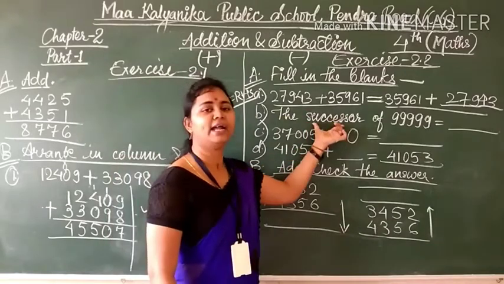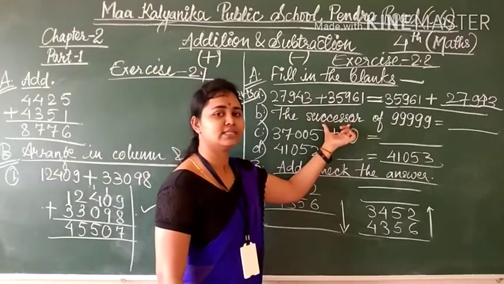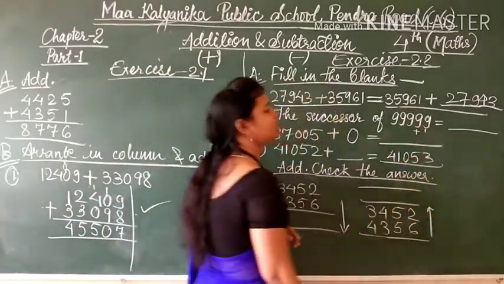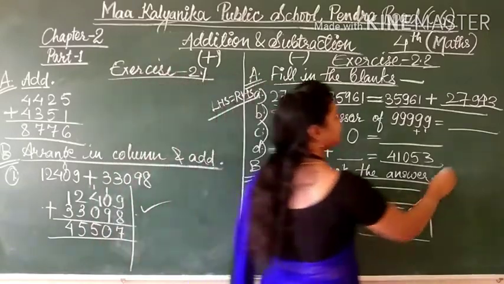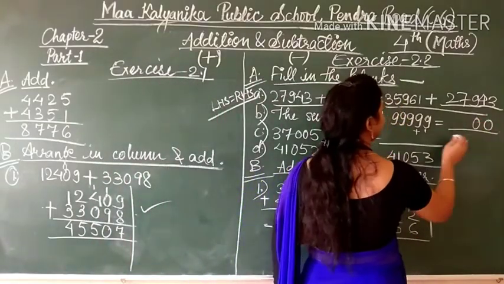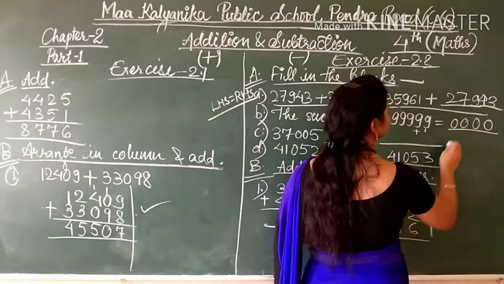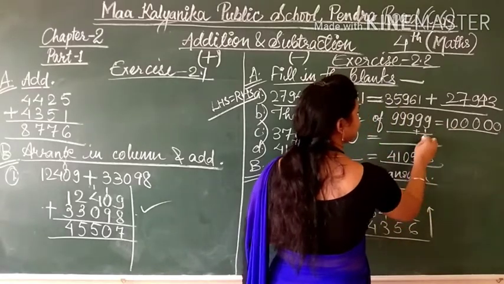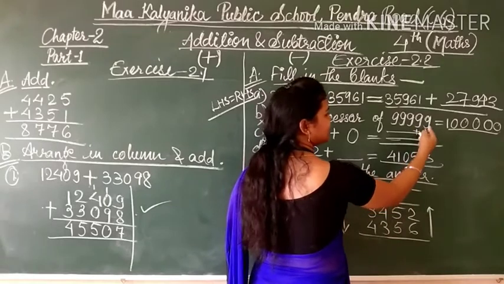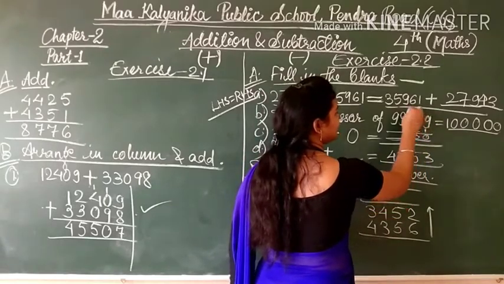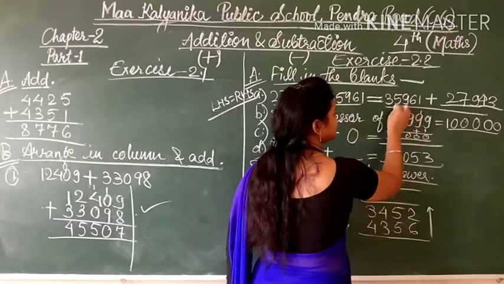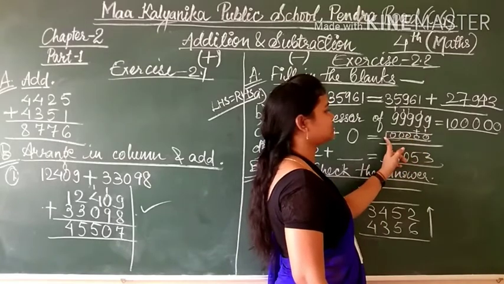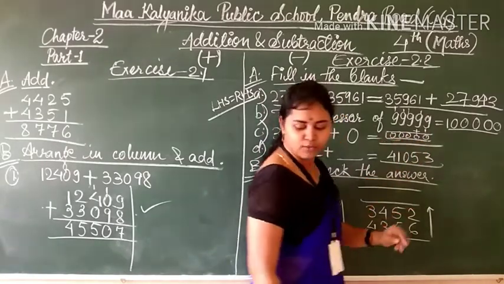Now students, the successor of 99,999. I told you in chapter 1, what is a successor? Successor means you only have to do plus 1. So if you are adding 1 here, what number will you receive? 9 plus 1 is 10, 9 plus 1 is 10, then again 0, then again 0, one more 0. So see here, 9 plus 1 is 10, and so on, means 1, 2, 3, 4, 5, 6. 6 digits are there, 1 and then five 0s.